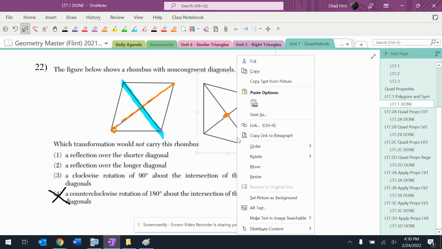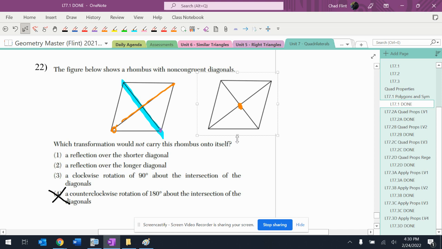So that does not look the same. All right, it's the same thing, but it's not lining up. If I rotate it another 90 to go 180, obviously it looks exactly the same, which is why counterclockwise rotation of 180 is crossed out. Okay, 3 is the answer.